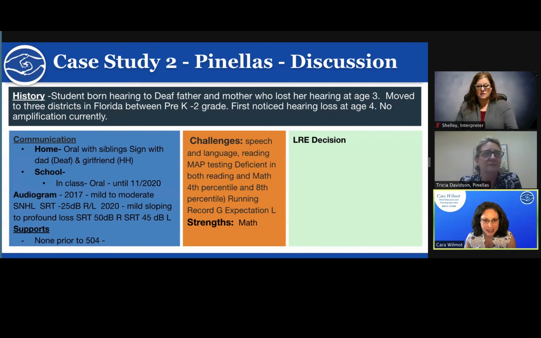So we have Michelle that said his audiogram slopes. Did he need to be screened for Usher syndrome?